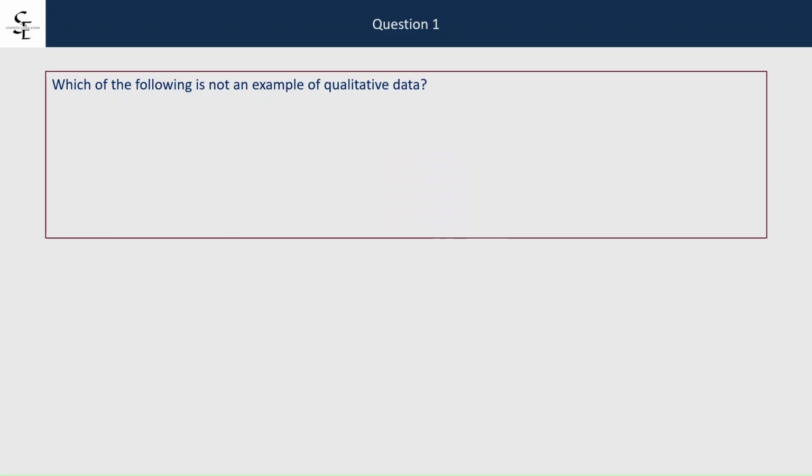Let's move on to the quiz section of the video. Which of the following is not an example of qualitative data? A. Age, B. Gender, C. Educational qualification, D. All of the above. Pause the video to think about your answer.